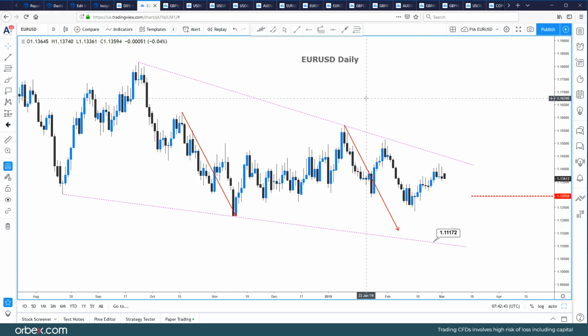We're going to break down all the currency pairs, highlighting what formations we're seeing this week, and basically what we're expecting to happen. So we're starting off with the euro dollar.